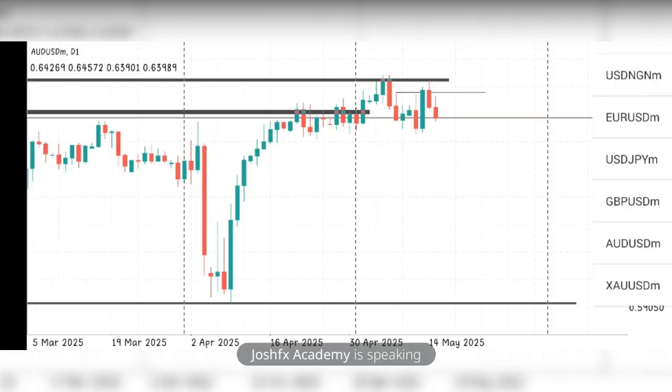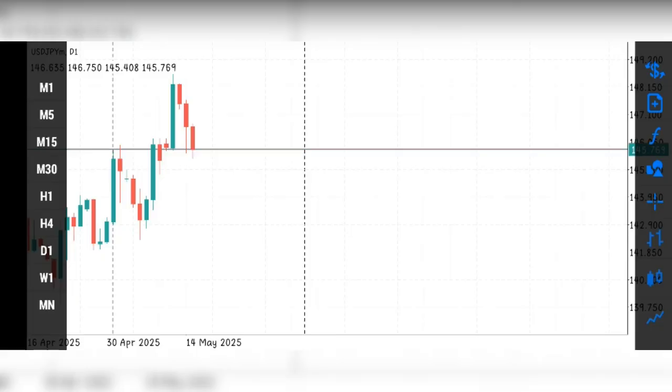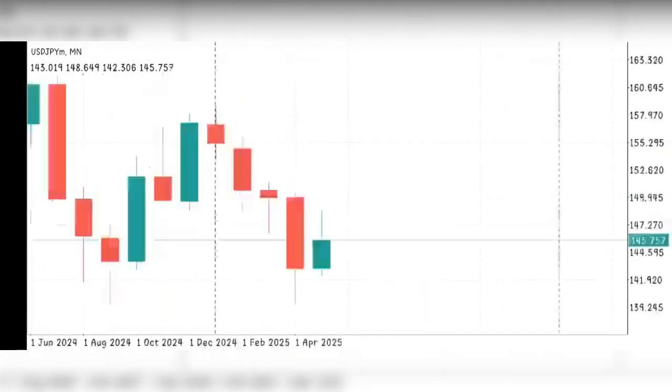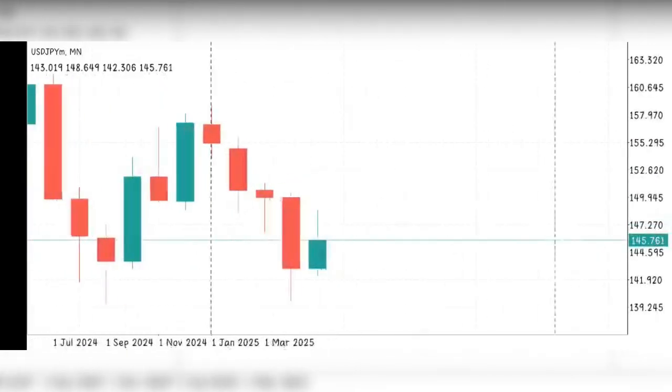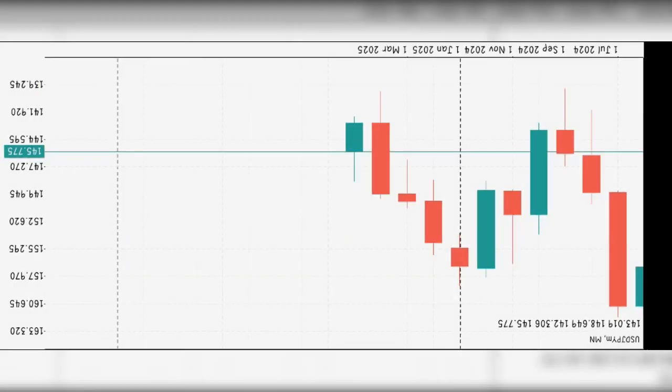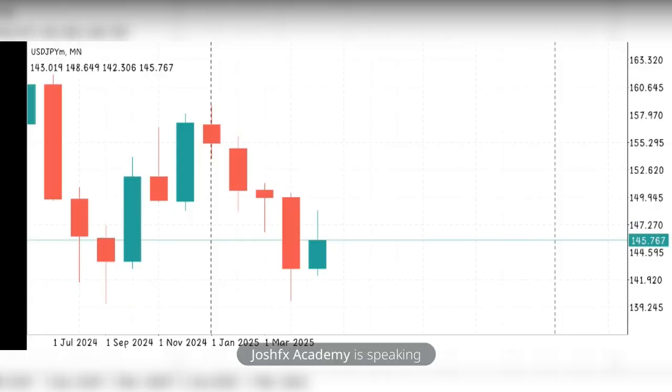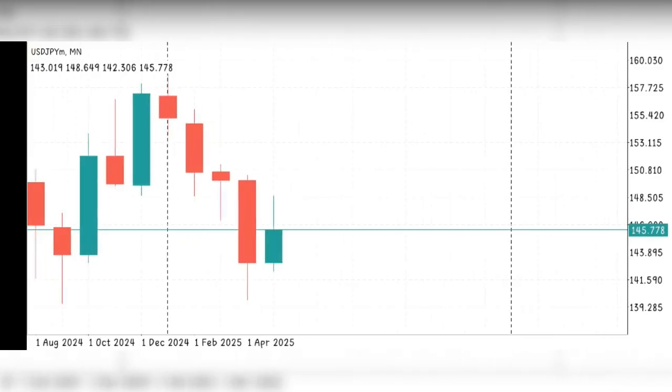So let's check one up here. So this is USDJPY. USDJPY is US dollar and Japanese yen. This US dollar and Japanese yen, we want to look at what is happening with it.